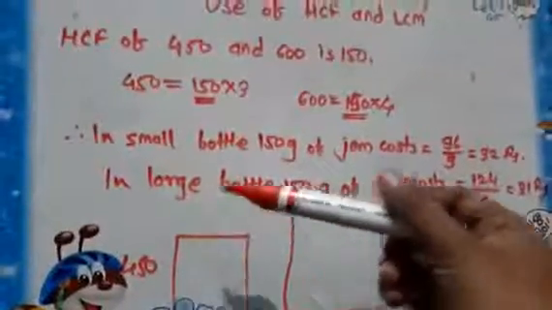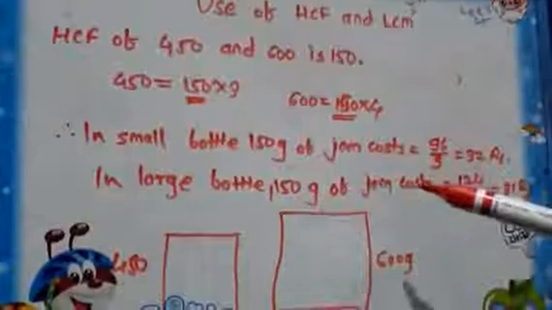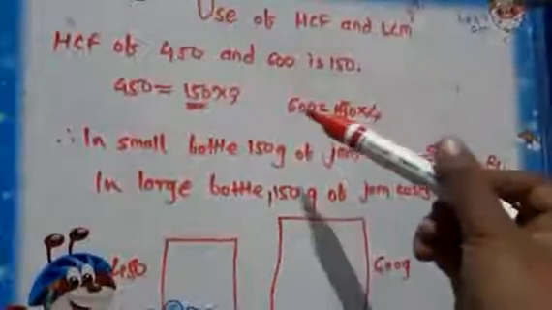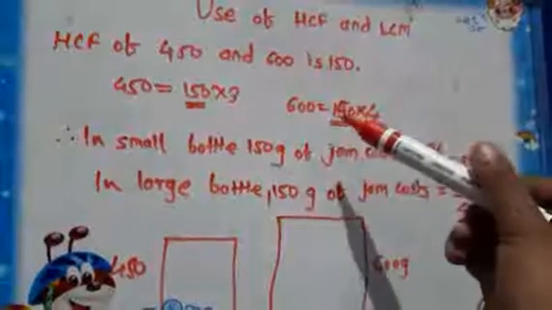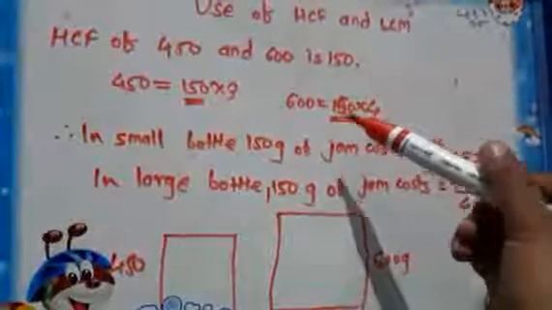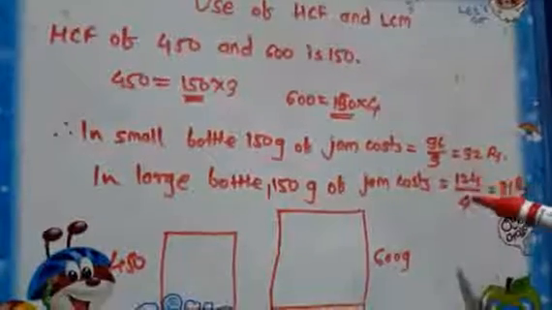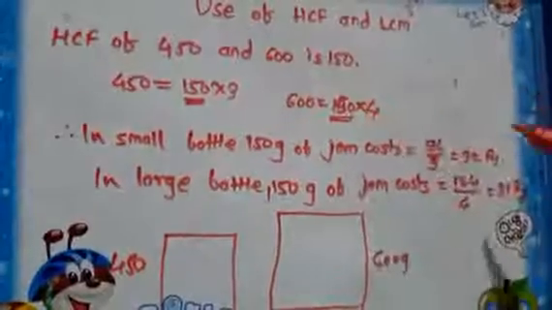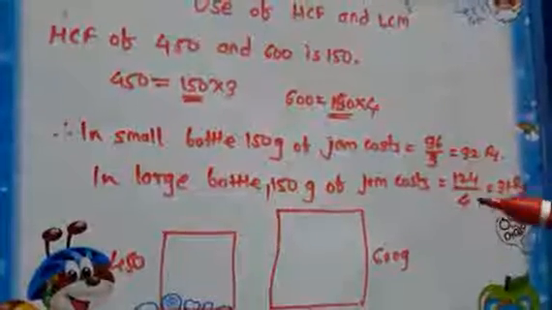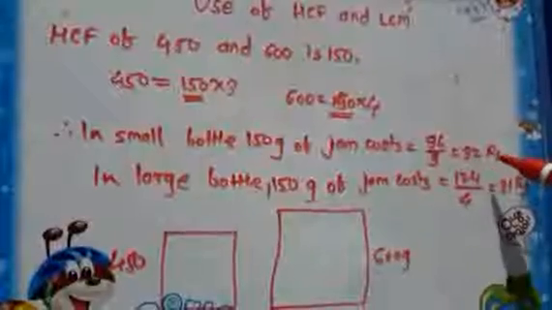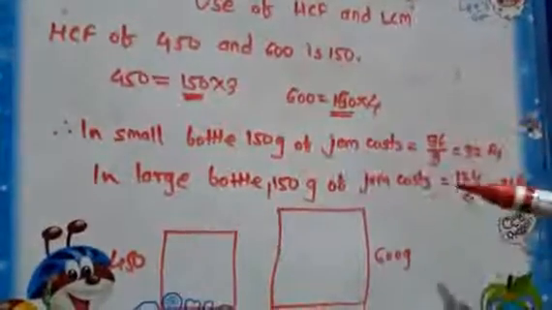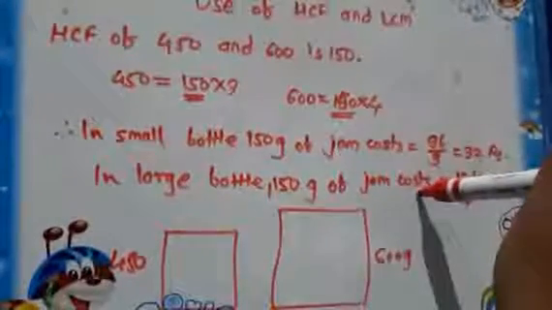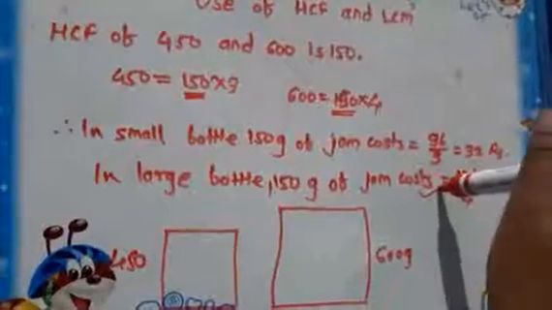So in the small bottle the cost of 150 gram of jam will be 32 rupees. In this way, in the large bottle 150 gram of jam costs 124 divided by 4. 124 is the cost of the total 600 gram. So out of that, the 150 gram cost will be 124 divided by 4, because 600 is written as 150 into 4. So the answer for this will be 31. You can compare, here is 32 rupees for every 150 gram and here 31 rupees for every 150 gram. So obviously the second, large bottle is more profitable.